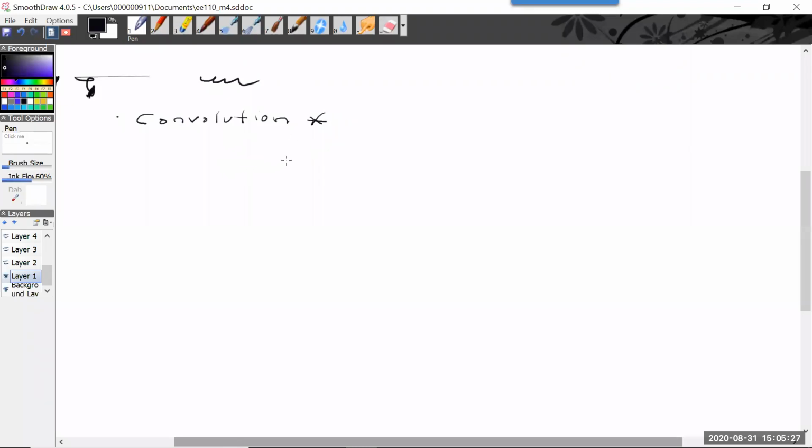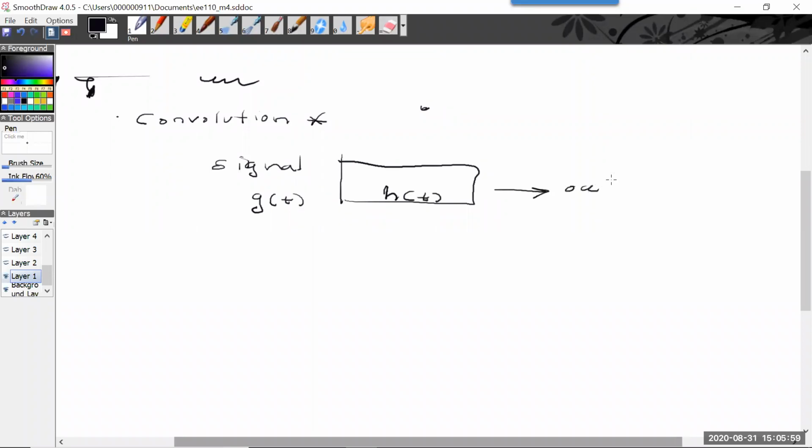Really, what we're doing is we're going to take a signal, usually called g of t, and input it into a system usually called h of t, and we get an output function of time that we're going to call f of t.